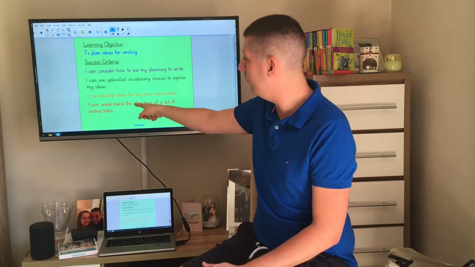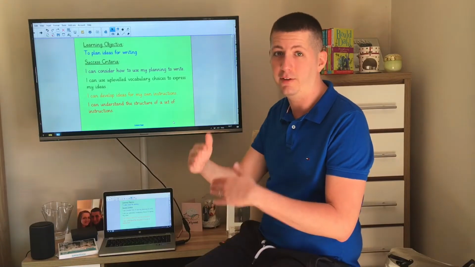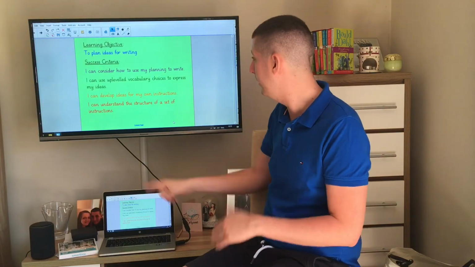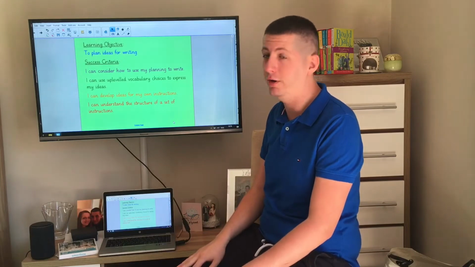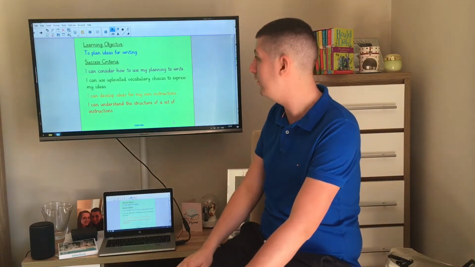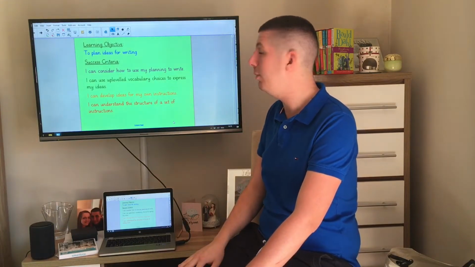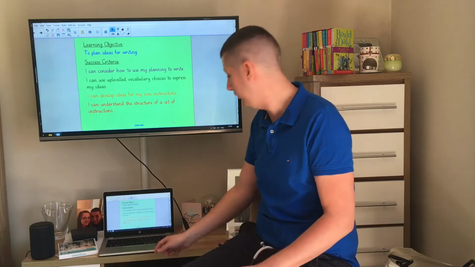To be successful today we're going to see if we can understand the structure of a set of instructions, like we did in yesterday's lesson, how the instructions should be set out. We're going to develop ideas for our own instructions. We're going to see if we can use up-leveled vocabulary choices to express our ideas. And we're going to see how we can consider how our planning could be used to help us to write.